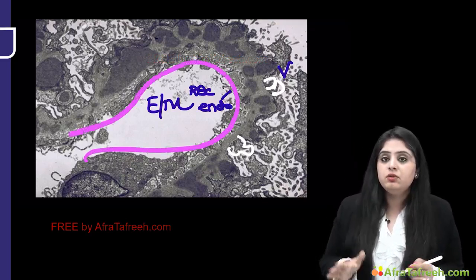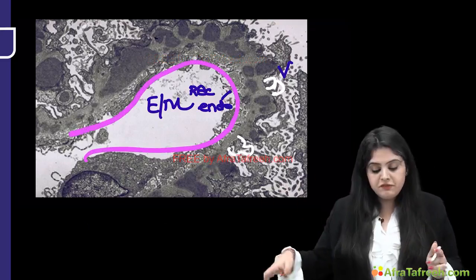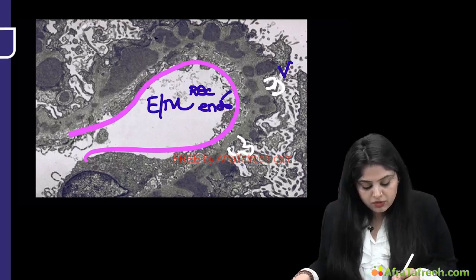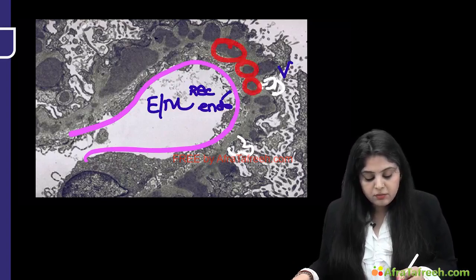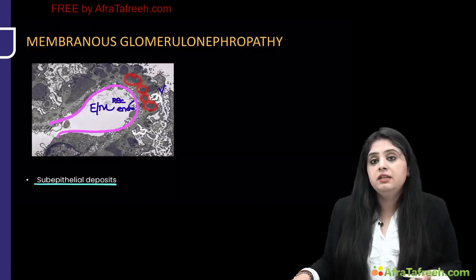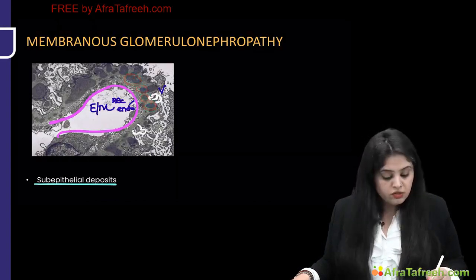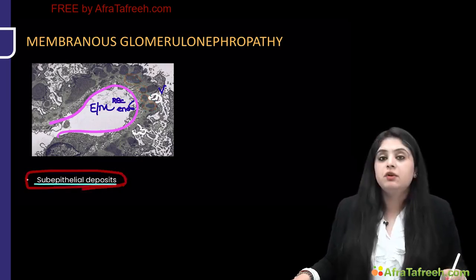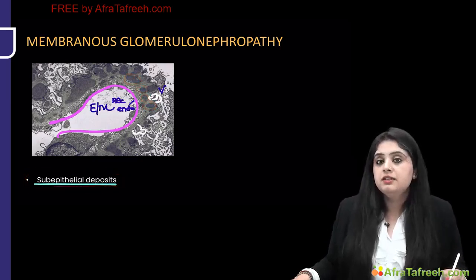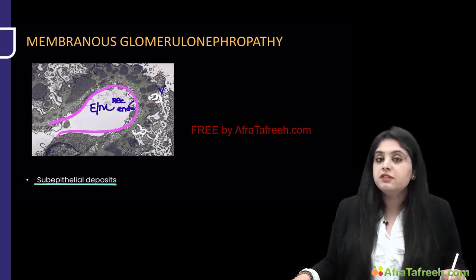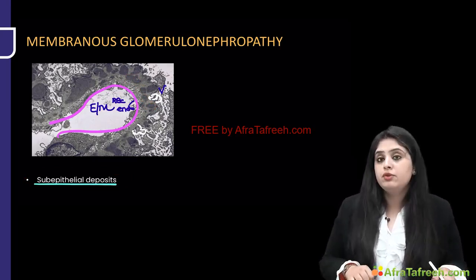This must be a capillary loop. This side is all the blood, that side are all the feet. And I realize that below the feet, I have some complexes which are sitting. Means below the feet, subepithelial deposits is what we notice. We see the presence of subepithelial deposits. I hope that is the first thing that you've understood, because now I'm going to draw it out.